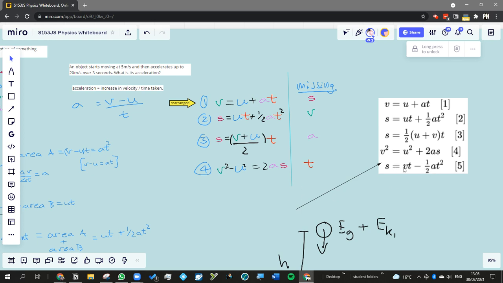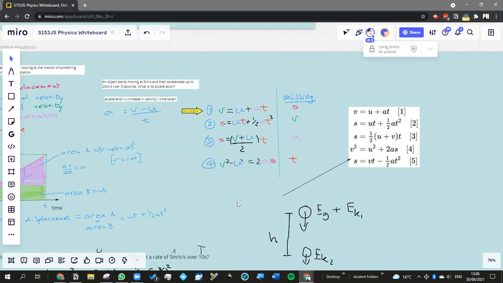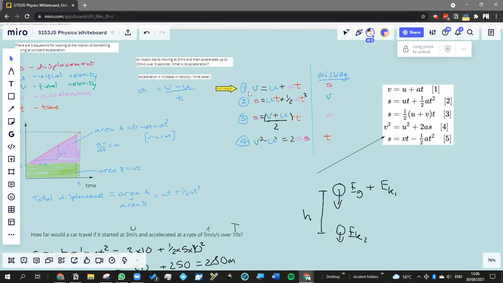This fifth one is often not quoted, but it's just a rearrangement. I think what they've done is they've combined equation 1 with equation 2. Anyway, it's not really necessary to work all those out, but I did show you how to derive some of them. So deriving the first one, I just mentioned, by rearranging our understanding of the definition of acceleration.